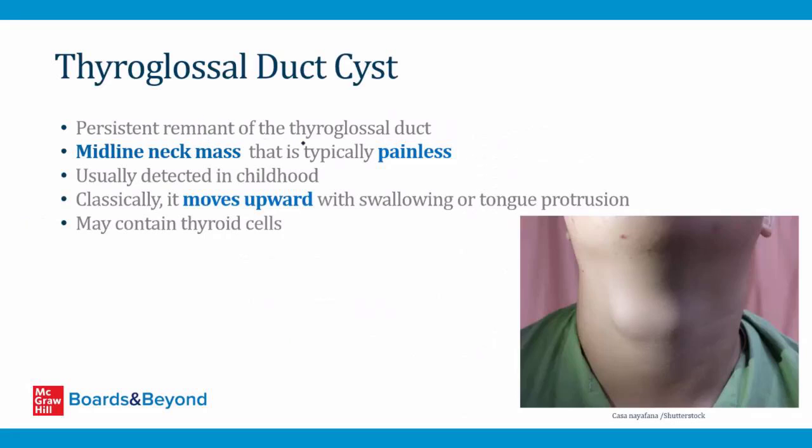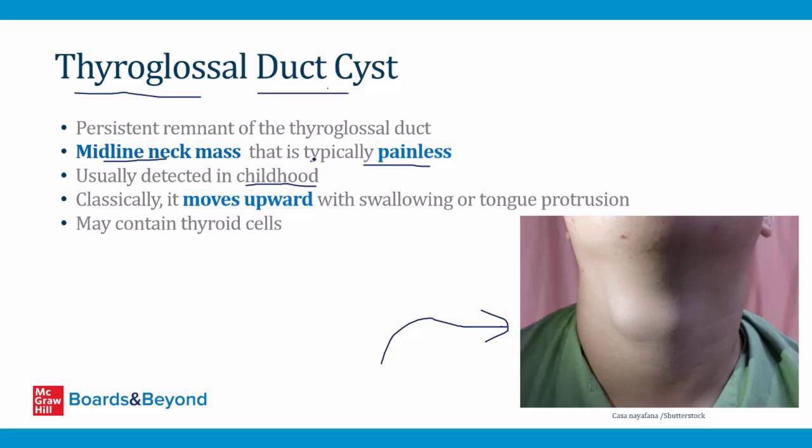Sometimes a persistent remnant of the thyroglossal duct will remain in a person and go on to form a cyst. And this is called, as you can imagine, a thyroglossal duct cyst. It presents as a midline neck mass that is typically painless. This is a picture of what one can look like here, and it's usually detected in childhood.